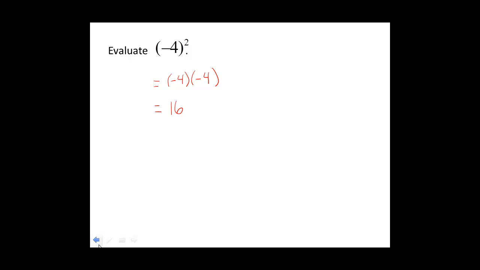Notice the difference between this problem and the problem before it. Notice where the negative sign is in this problem. In this problem, the negative is inside parentheses and outside of the parentheses has the power. This says to square what is inside of the parentheses. So we multiply what's inside by itself.